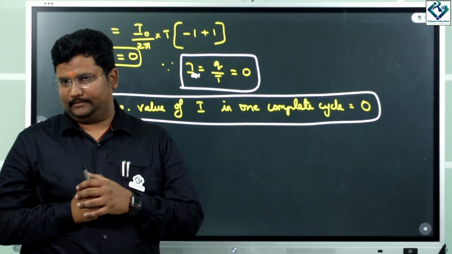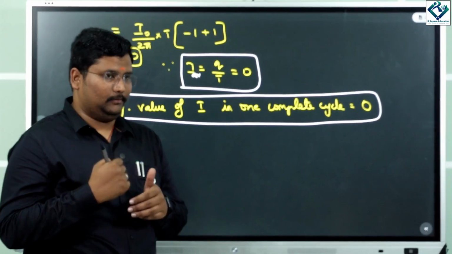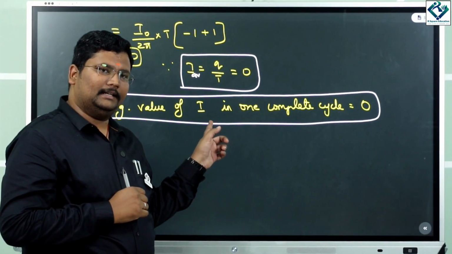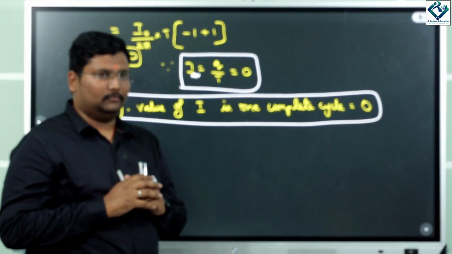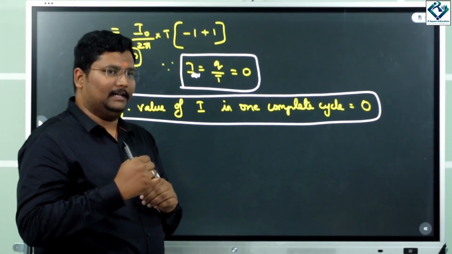Then how can I calculate? Okay, let us try the other way. Rather than considering the entire cycle, I'll consider only half, right? And that half will be in a different way, I'll tell you.